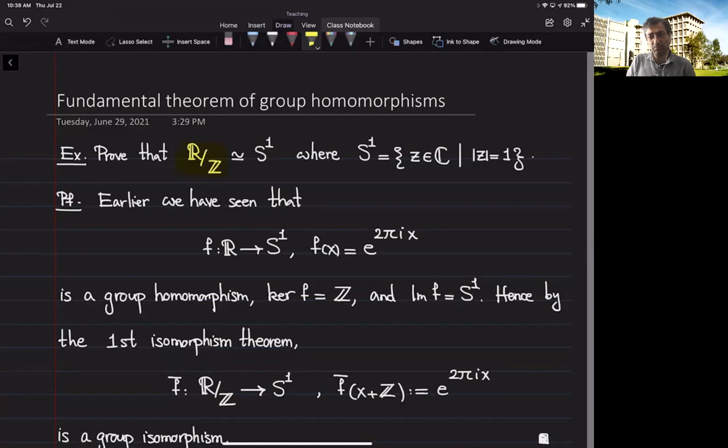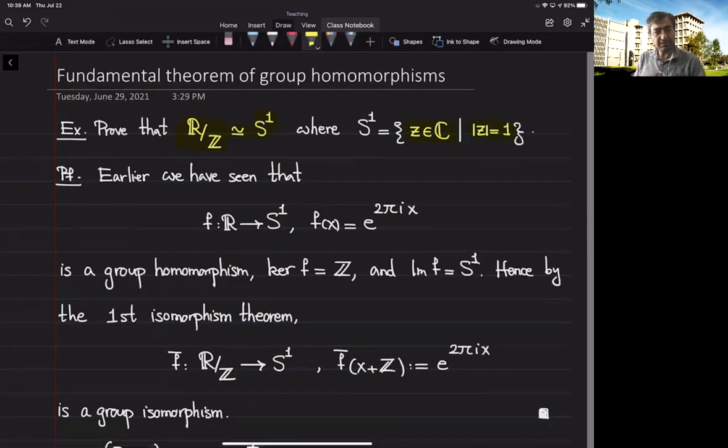And my claim is that this is isomorphic to the unit circle under multiplication. So I'm thinking about a circle as points in the complex plane, all those complex numbers that have norm 1. And we know as I multiply two complex numbers that have norm 1, I'm going to get another complex number that has norm 1, and the inverse of a complex number that has norm 1 is going to be another complex number that has norm 1. We have discussed that S1 under multiplication is a subgroup of non-zero complex numbers under multiplication.